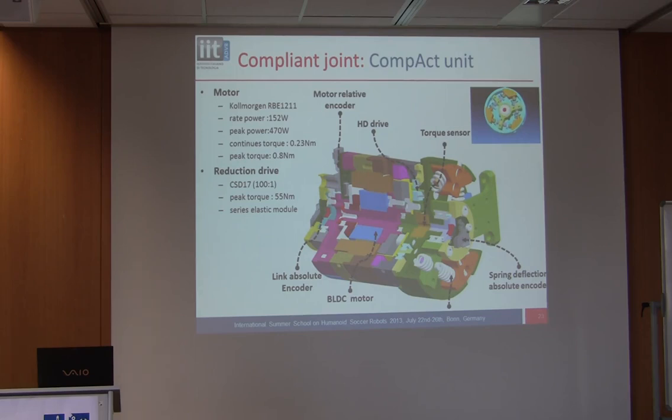The output is connected to the harmonic drive with a ratio of 100:1. And between the output link, the output pulley, and the harmonic drive, you can see also the torque sensor that is installed here, shown in yellow. Now, the addition to this traditional drive is the introduction of this series elastic module, implemented in a compact manner as you see here.